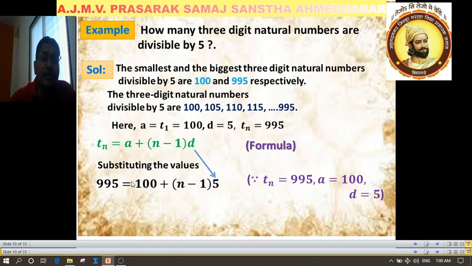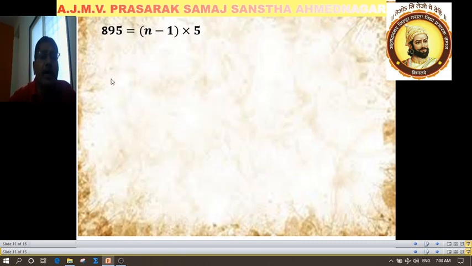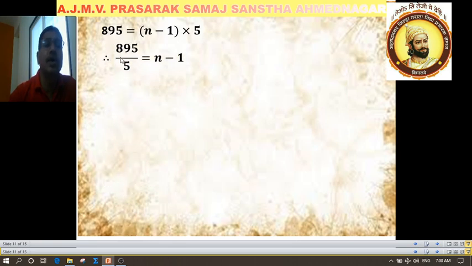Now transfer this 100 to the left hand side. We have 995 minus 100 is equal to n minus 1 into 5. So we have 895 is equal to n minus 1 into 5. Now transfer 5 to the left hand side. 5 is multiplied with n minus 1, so 5 becomes divisor on the left hand side. We have 895 upon 5 is equal to n minus 1.